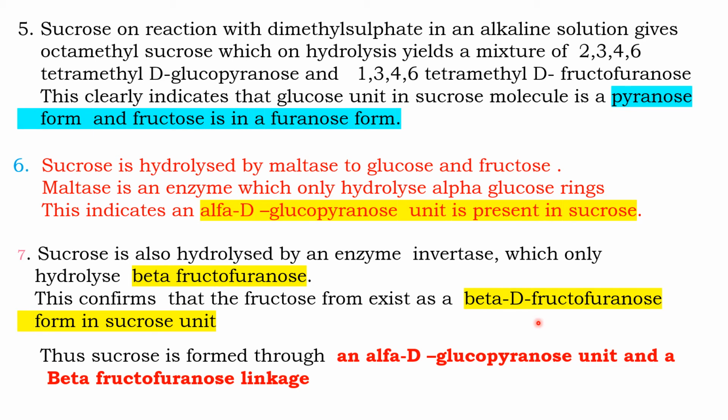the sucrose molecule is made up of pyranose of glucose and furanose of fructose, and now we confirmed the sucrose molecule is made up of alpha D glucopyranose and beta D fructofuranose. Now you draw the structure of alpha glucopyranose and beta fructofuranose. I repeat, alpha glucopyranose and beta fructofuranose. Draw the structure soon in your paper, in your book, in your notebook.